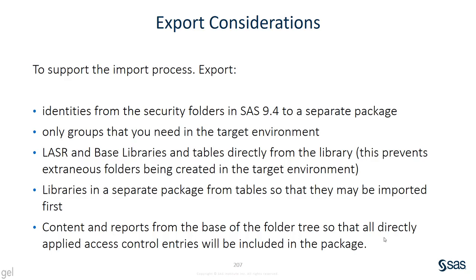Do the libraries and tables in separate packages. That allows you to do the mapping easier when you do the import, I found. So if you create the libraries first as an import step, and then your next import step imports the tables, the CAS lib is there. It's available for mapping for the tables to say they're in this CAS lib.